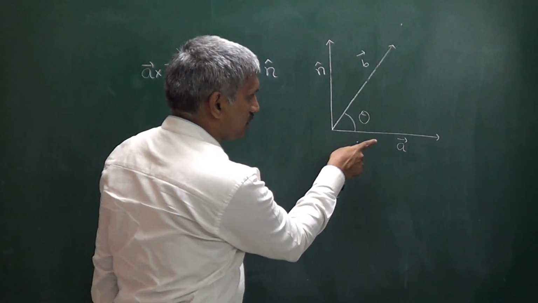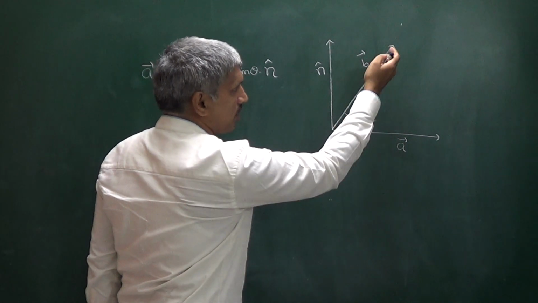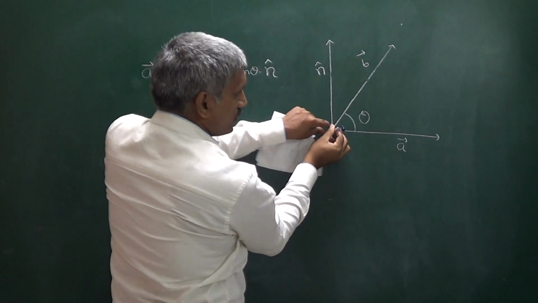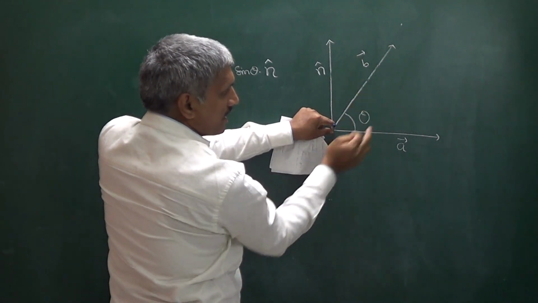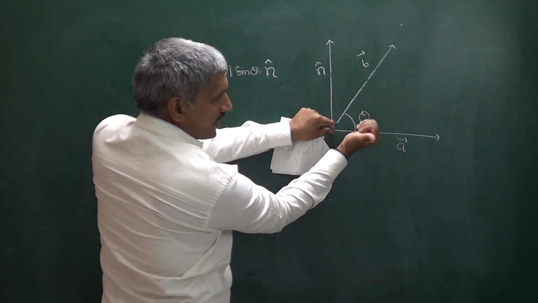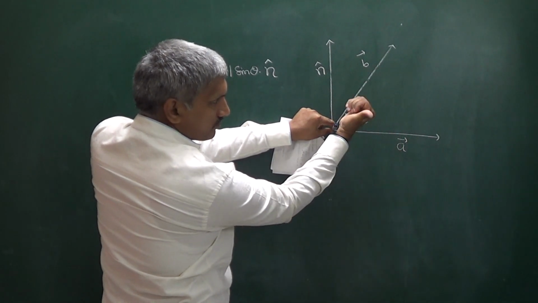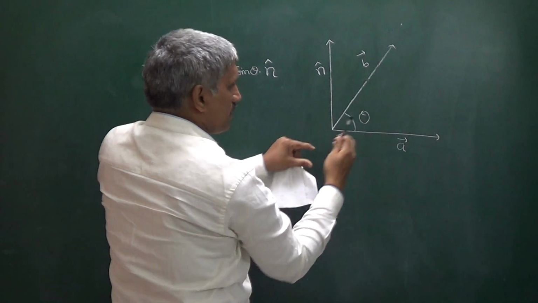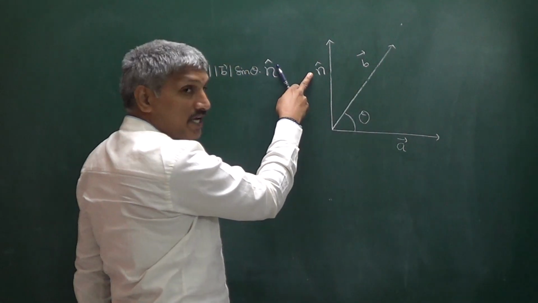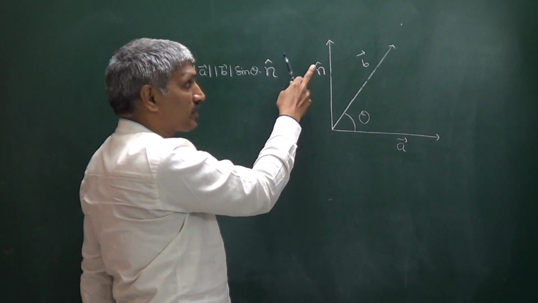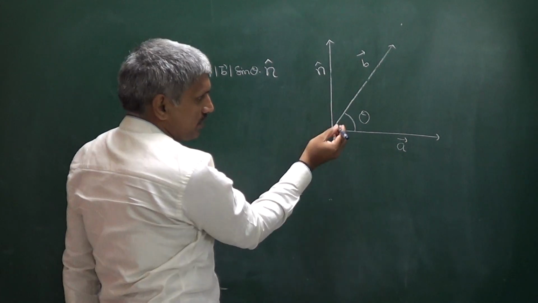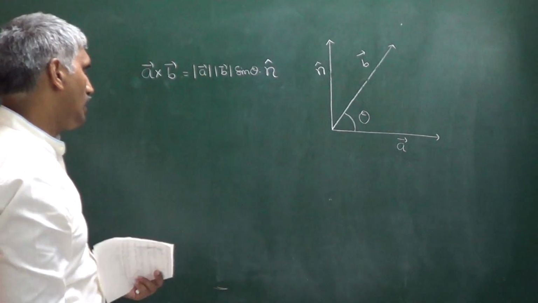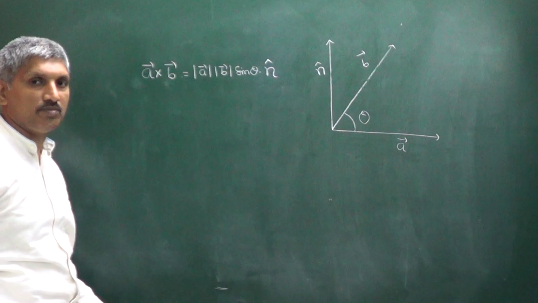Just observe here, this is A bar and this is B bar. This is the direction of n cap. Now this A bar, B bar and this n cap form a right-handed system. Actually this n cap is not on the board, this is the direction of n cap. So that is the definition of A bar cross B bar.